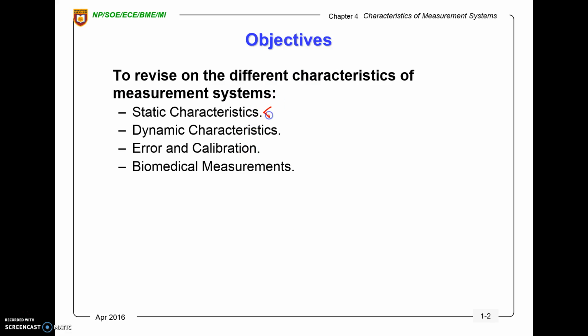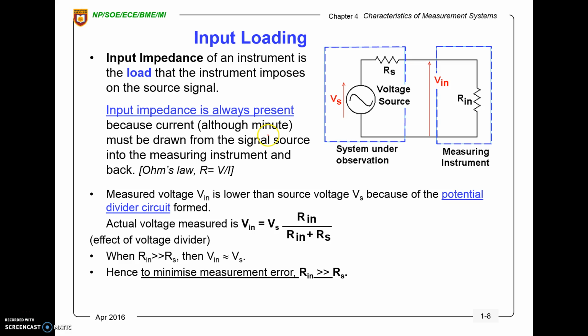We are still on the topic of static characteristics, but we're going to go into input loading. So input loading is a very important concept. The input impedance of an instrument is the load that the instrument imposes on the source signal. What does it mean? It means if the source signal right here were to look into the measurement system here, you will see a little resistor there, or resistance there.